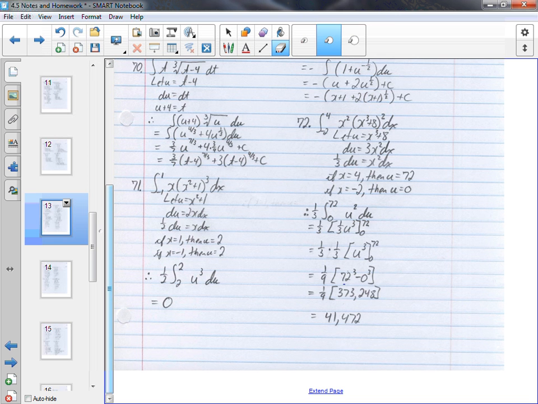All right, we've got a quantity with an exponent on it, so I'm going to let u equal that quantity, x cubed plus 8. Once I've decided to let u equal x cubed plus 8, I have to compute du. Well, the derivative of x cubed is 3x squared. The derivative of 8 is 0. So du equals 3x squared dx.